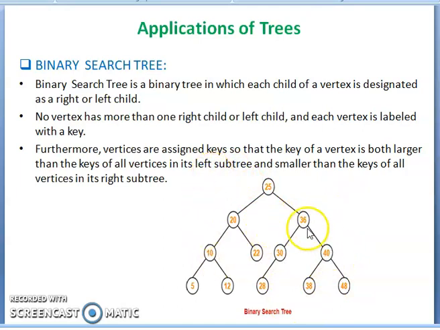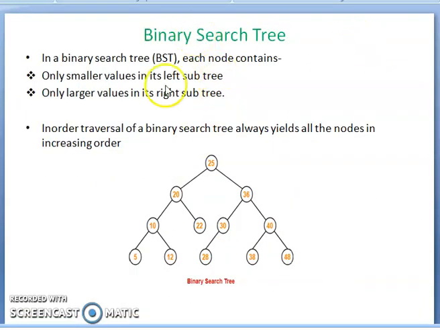Again, you take any node. For this node, 36 must be greater than the left subtree values and less than the right subtree values. This is one property of a binary search tree. In a binary search tree, each and every node contains only smaller values in the left subtree and larger values in the right subtree.